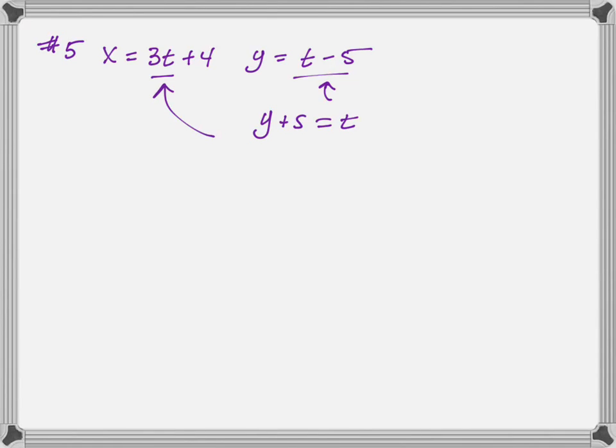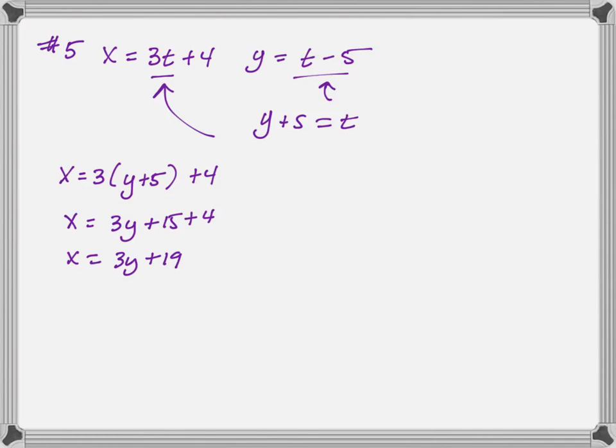So put that back into this equation using substitution, and we get x equals 3 times y plus 5 plus 4. So x equals 3y plus 15 plus 4, or x equals 3y plus 19, but we want to solve for y usually, so we have 3y equals x minus 19, or y equals 1/3 x minus 19/3. No restrictions, so that's your answer for number 5.